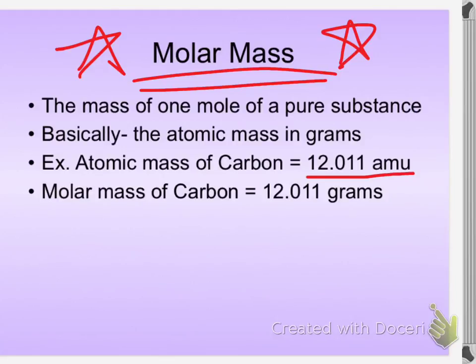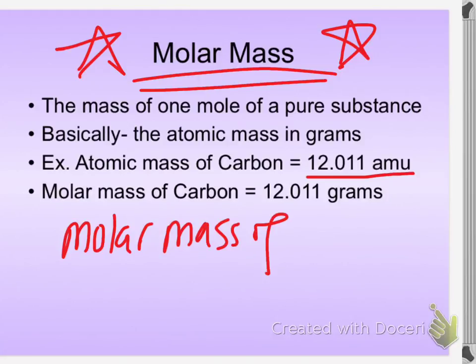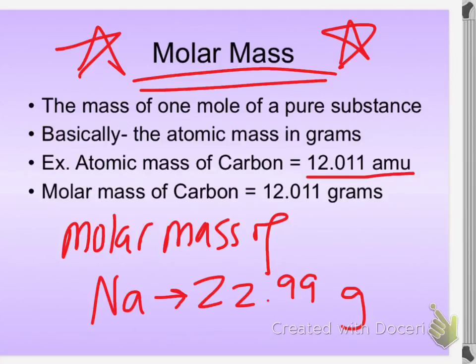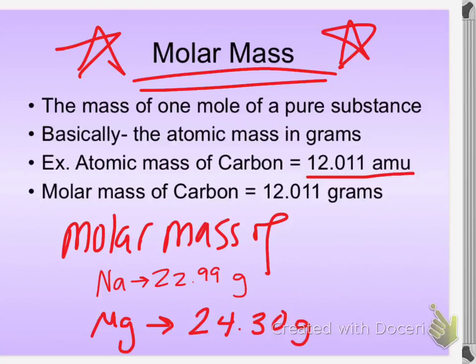So, you still got your periodic tables out from your quiz? Get them out. By all means, get them out. What is the molar mass of sodium? The molar mass of sodium is 22.99 grams. The molar mass of anything is its atomic mass with the units changed to grams. So what's the molar mass of magnesium? Go. 24.30 grams, molar mass of magnesium. This is easy.